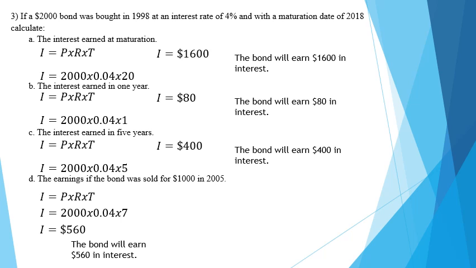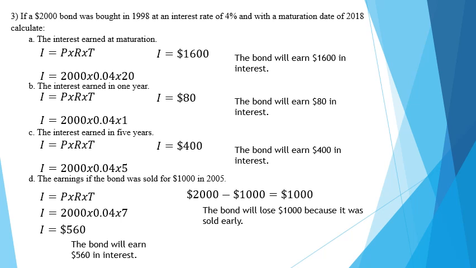But now we have to see how much money was lost due to the fact that we took the bond out early. So we do the $2,000 that we invested minus the $1,000 we're getting back, and we can see that the bond will lose $1,000 because it was sold early. So it earns $560 in interest, but it loses $1,000 because it was sold early. So we can see that we actually lose $440 when we do that subtraction. The bond will lose $440.